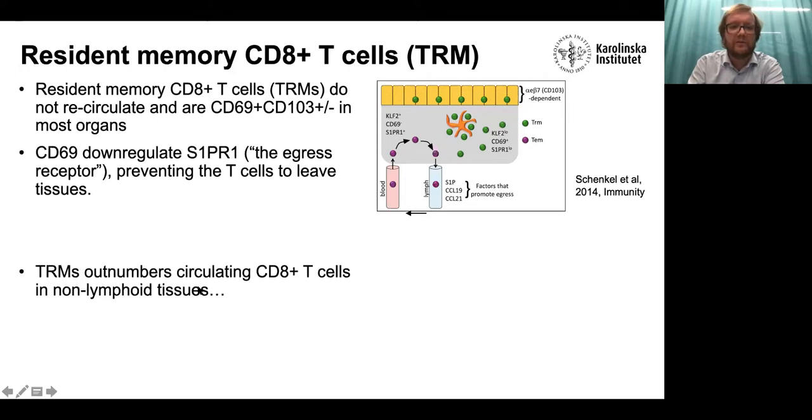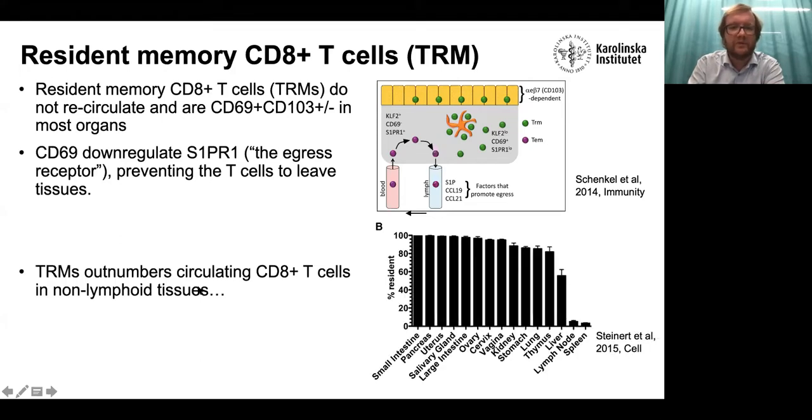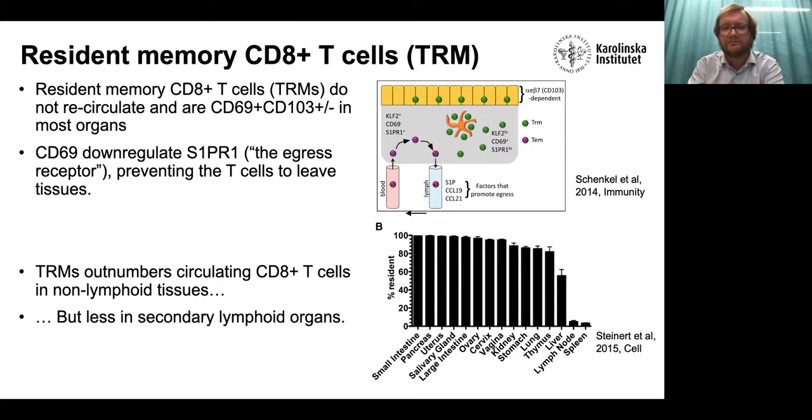We know from really beautiful studies from Dave Masopust and others that TRM really outnumbers the circulating CD8 T cells in non-lymphoid tissues. This has particularly been shown through parabiosis experiments in mouse, where you can look into different types of tissues, such as small intestine, pancreas, etc. You can really see that most of the memory CD8s there are of resident characteristics. However, if you look into secondary lymphoid organs, you usually do not find resident memory T cells to the same degree at these sites.